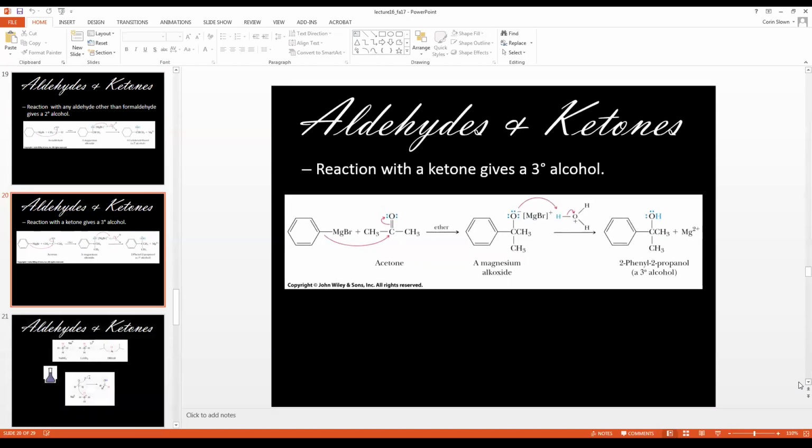The reaction with a ketone is going to give a tertiary alcohol. So if in this case my Grignard reagent adds into acetone, I'm going to generate a tertiary alcohol where my oxygen again takes the proton from hydronium, generating 2-phenyl-2-propanol.